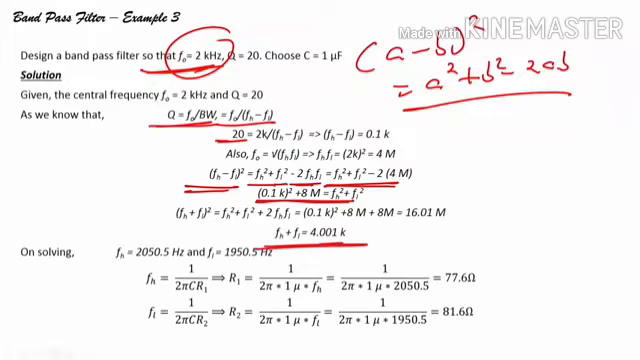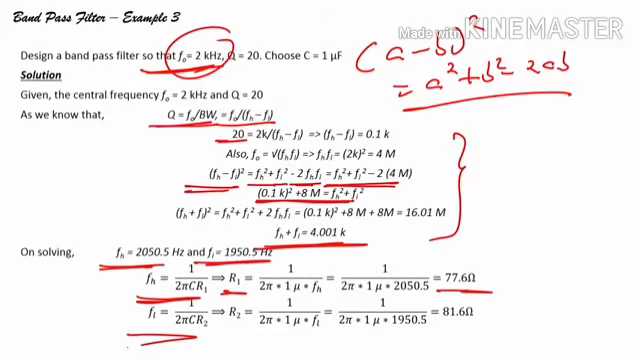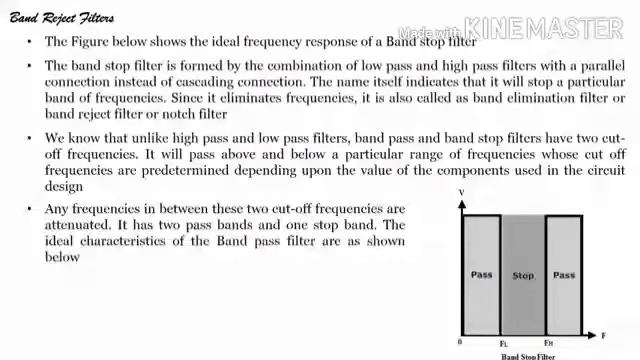Finally, when you solve this equation, you will get FH plus FL is 4.001 K. On solving, FH equals this one and FL equals this one. So, FH equals 1 by 2 pi R1 C, with R1 equal to this, and FL equals 1 by 2 pi R2 C, with R2 equal to this value, correct. This is how we can design the band pass filter.